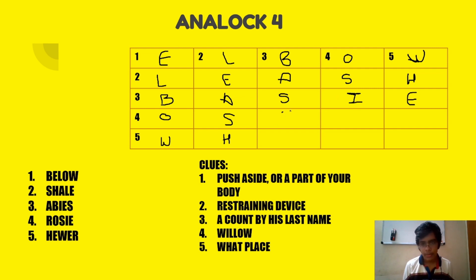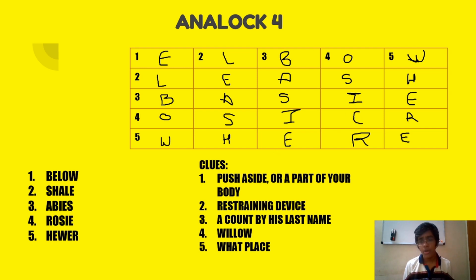Basie. Yeah, that's the correct answer. So now fourth is willow. Willow, I'm not sure. So the fifth one is what place, and WHE is already done. RE is left. Where? So simple. Where? What place? Where? So yeah, that's correct.